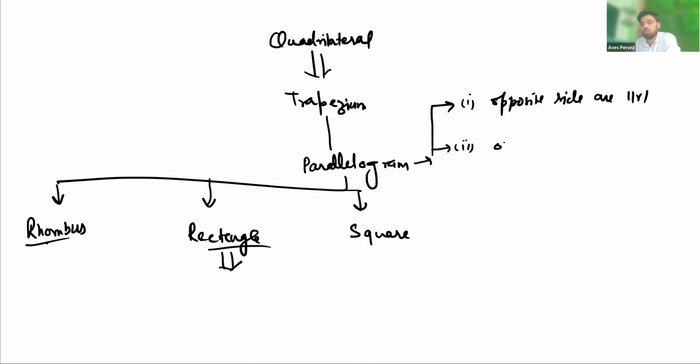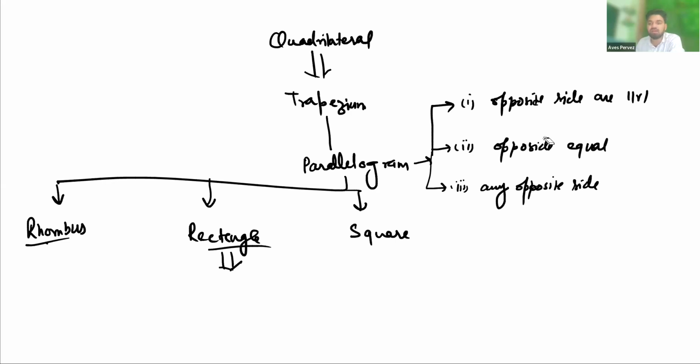The second is opposite sides equal. If you prove opposite sides are equal, then it will be considered a parallelogram. Third is any two opposite sides, any two, don't prove four, any two opposite sides equal as well as parallel.